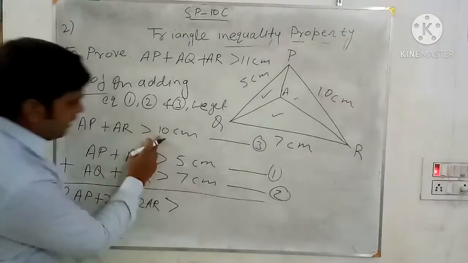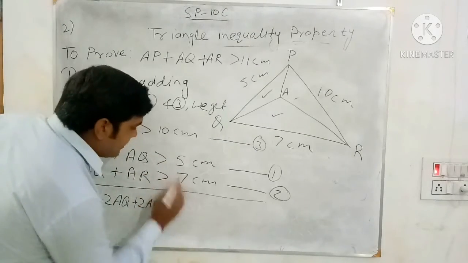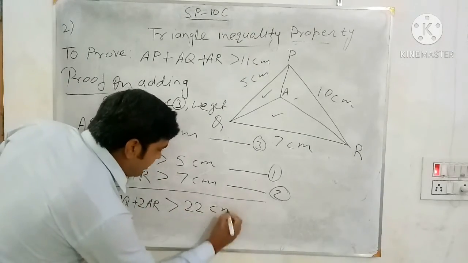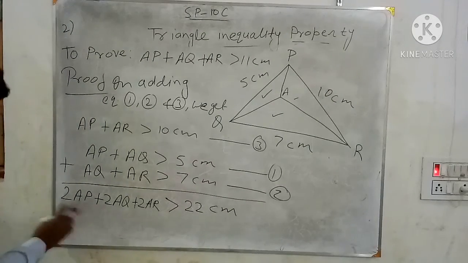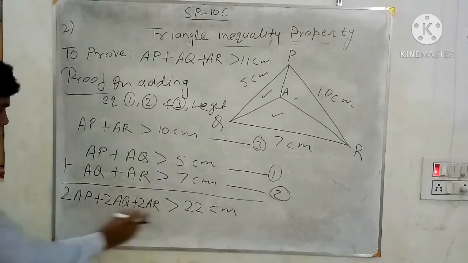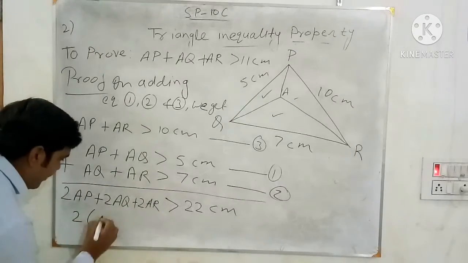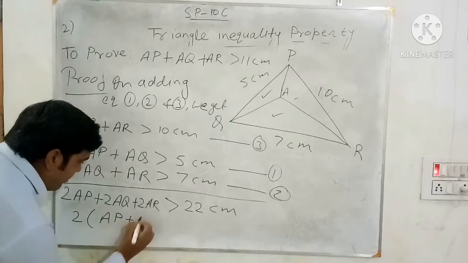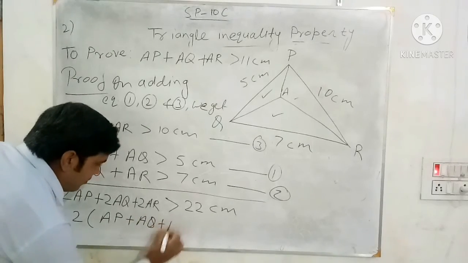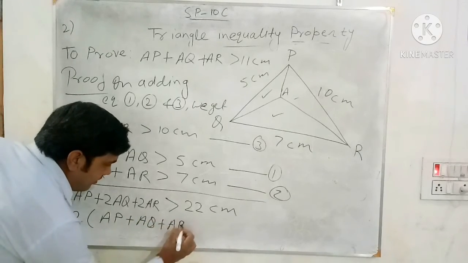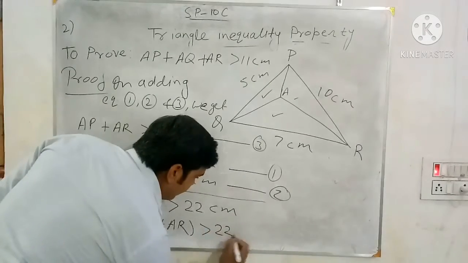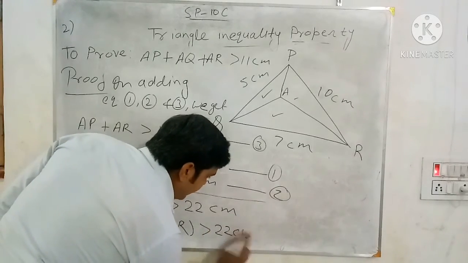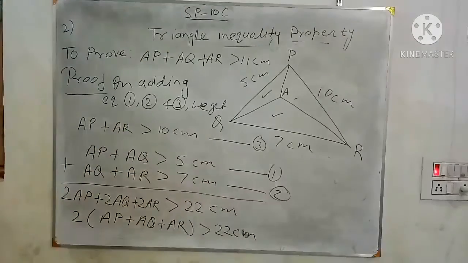Now when you add 10 plus 5, 15, 15 plus 7, 22 centimeter. Now take the 2 common. Here 2 is present in 2AP, 2AQ, 2AR. 2 is in all the 3 terms. So take 2 common. So what you get? 2 times AP plus AQ plus AR greater than 22 centimeter.